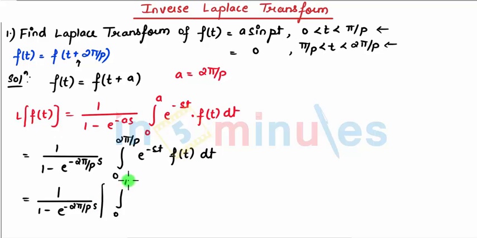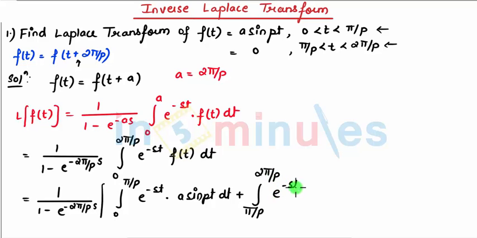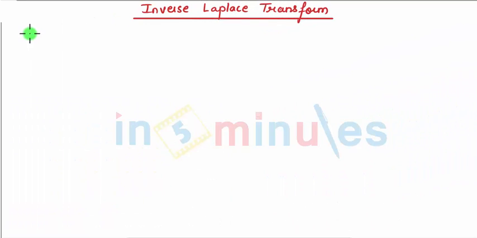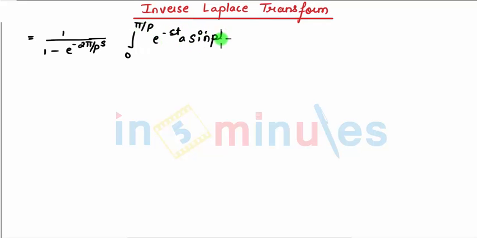First is 0 to pi by p, e raised to minus st, my function is a sin pt dt, plus the next is from pi by p to 2 pi by p, e raised to minus st, the function is 0 dt. So let's integrate now. The first value is 1 upon 1 minus e raised to minus 2 pi by p s, integral 0 to pi by p of e raised to minus st a sin pt dt.